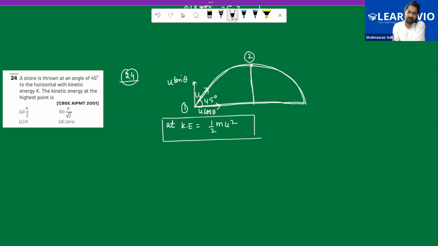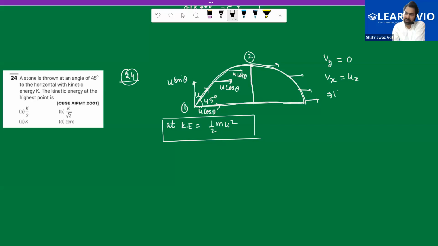u has two components, right? The horizontal one and the vertical one. So at the highest point, what velocity becomes zero, and what velocity does it have? u sine theta, the vertical, becomes zero, right? Because it is not going upward ahead. It has stopped going upward. So the only velocity you have is the horizontal one. And if you remember, the horizontal velocity remains constant always. So this is u cos theta. So the final velocity at this point is Vy equals zero, and Vx is simply Ux.